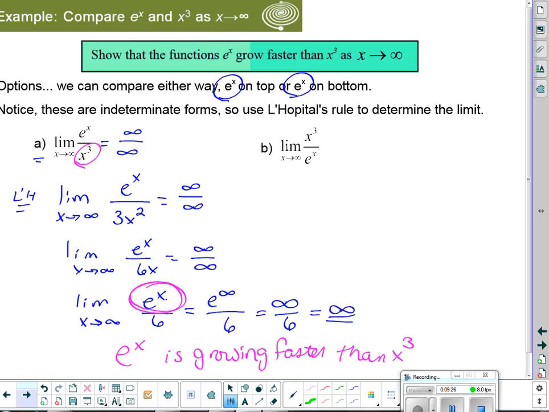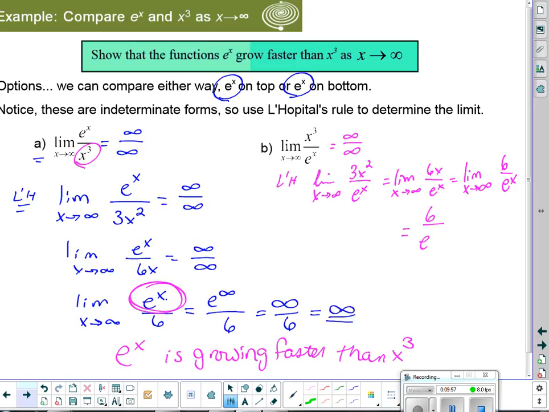All right, on to B. What if we twisted them around? Well, we know we have infinity over infinity. Means we'll use L'Hopital, so we'll do a little L'Hopital action here. The limit as x goes to infinity, take a derivative, 3x squared over e to the x, take another derivative, 6x over e to the x, take another derivative because we're still infinity over infinity, and we get 6 divided by e to the x. Now I get 6 divided by e raised to infinity. That is 6 divided by large. 6 divided by large will go to 0.